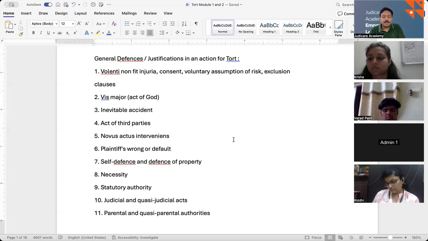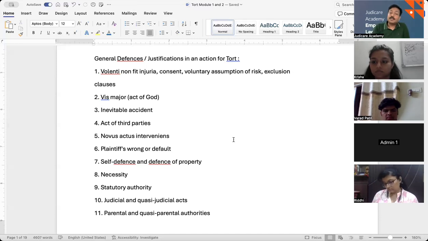In that case, the judgment was in favor of the defendant, because there was no reason he could have done that. There was no intention to do that. And it was because of the self-defense or the defense of the property that the person has acted, which is considered a valid defense and justification.